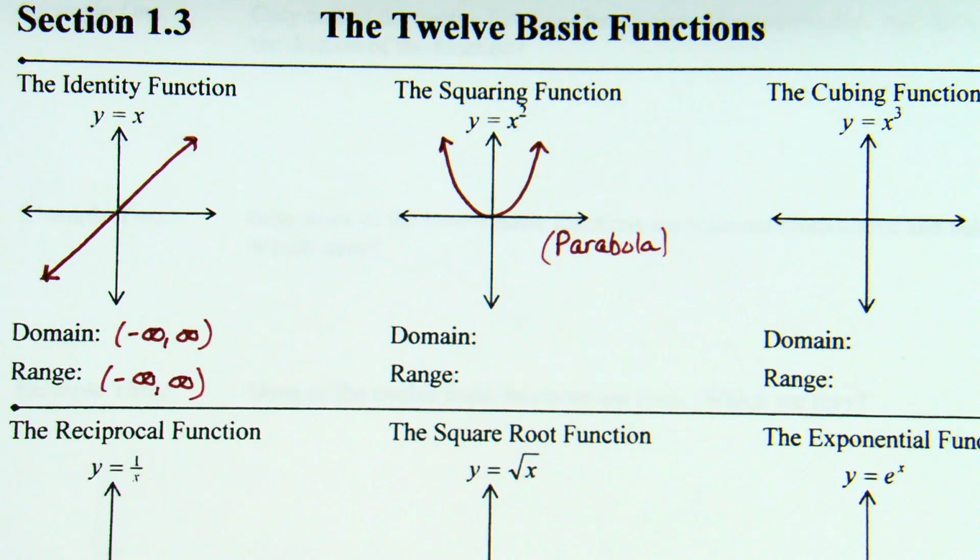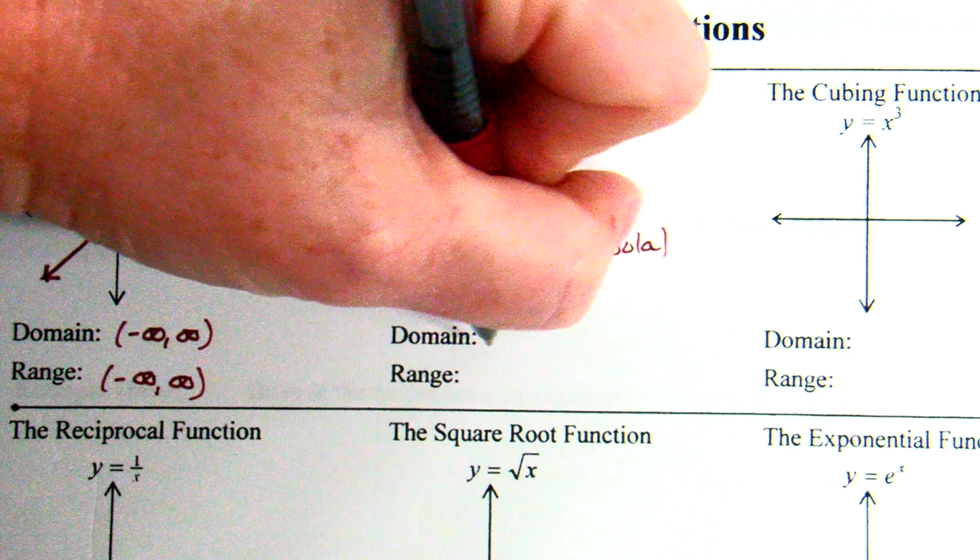Domain: how far left does my parabola go, and how far right does it go? All reals, because as my graph is going up, it's getting wider, and as it's getting wider, technically, it's all reals. Negative infinity to positive infinity.